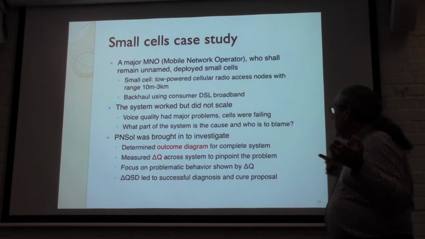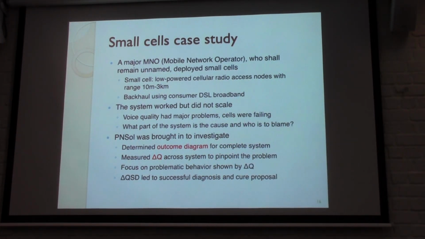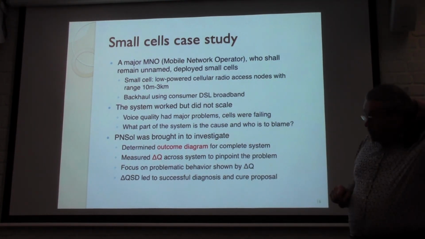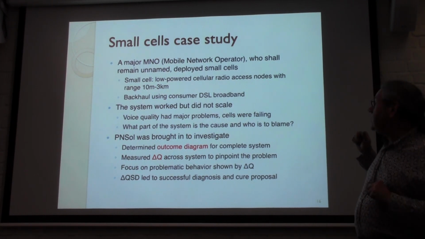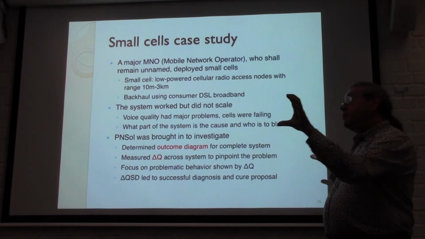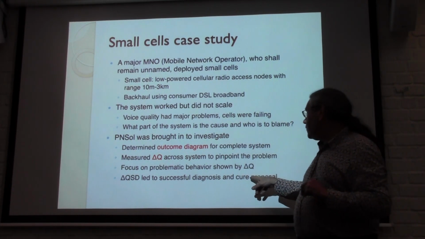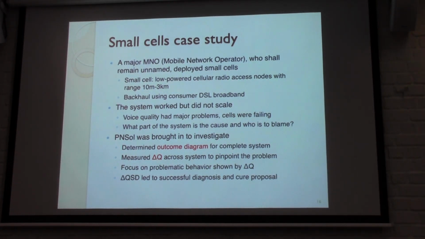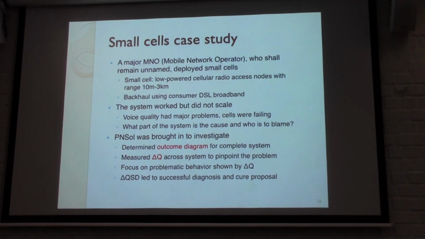They were very worried and couldn't figure it out. Through their connections they had heard that there's this company, P&Sol, that can help. So they called in P&Sol as an outside consultant to investigate. P&Sol used ΔQSD techniques. They determined the outcome diagram for the whole system. They measured the delta Qs, and they were able to solve the problem. They made a diagnosis and proposed a cure, and this company was very, very happy after that.